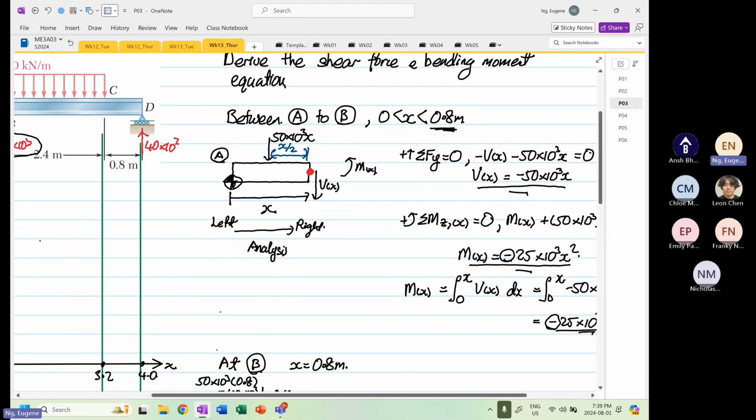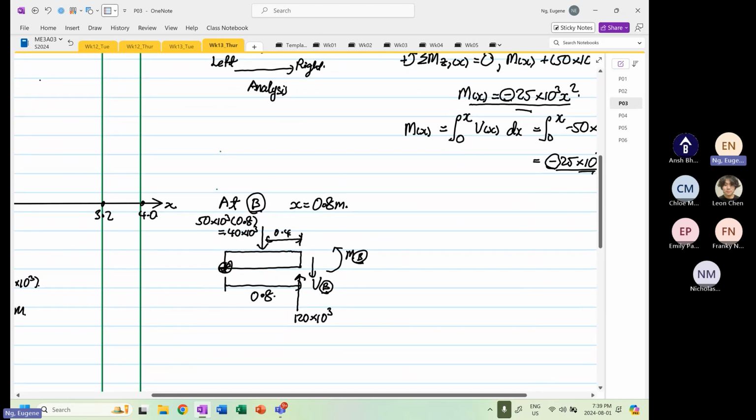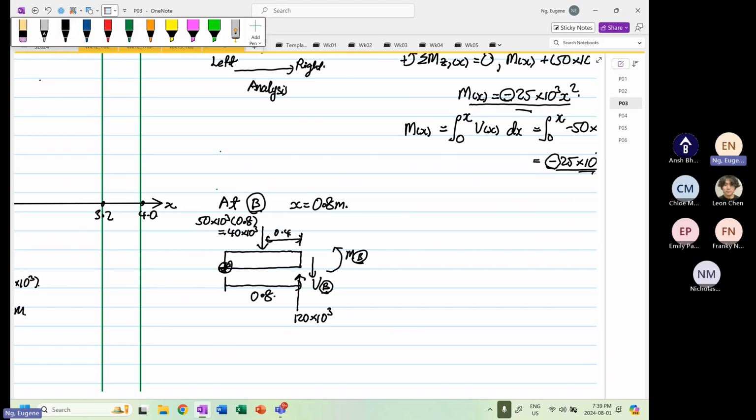You don't see the 120 times 10 to the power 3. Now you do see the 120 times 10 to the power 3. So that's where the points you have to analyze is where you have a change in load. We have to pick point B because there's a reaction at point B.